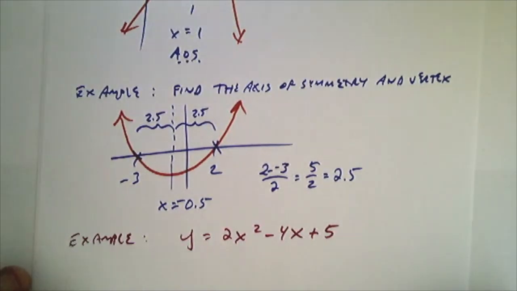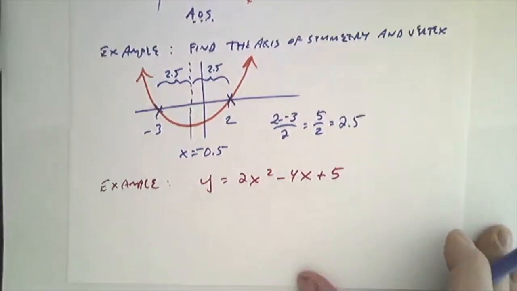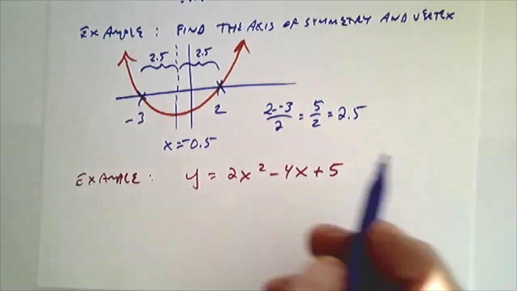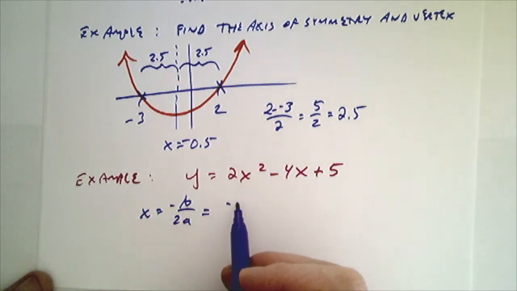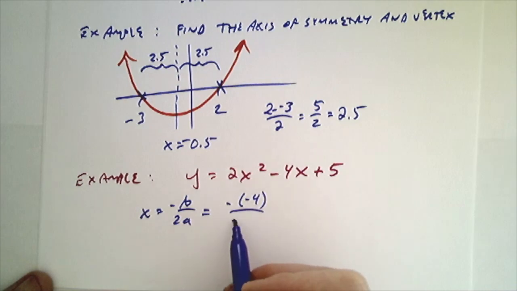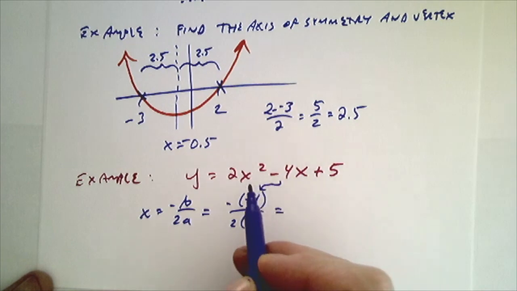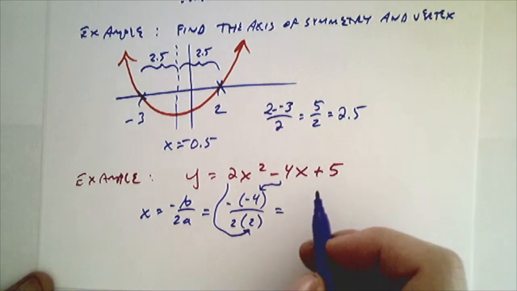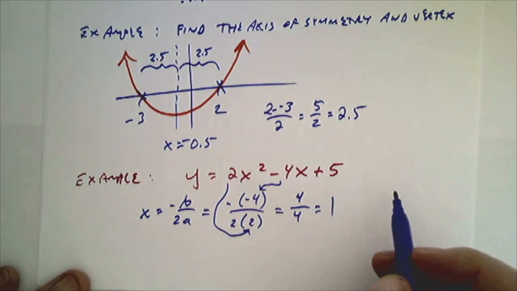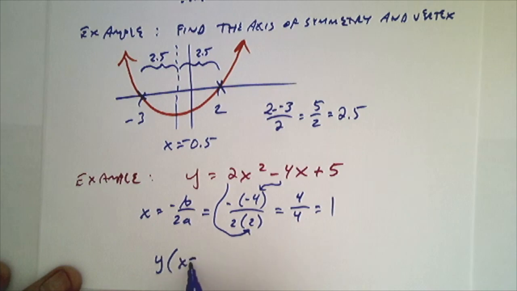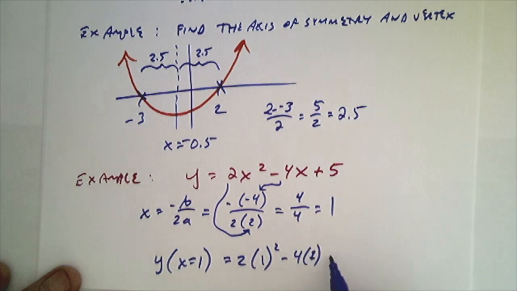Okay, so on here, we know from the formula, x is equal to -b over 2a. We know the axis of symmetry is 4 over 2 times 2, which is +4 over +4, equal to 1. That's the x value of the axis of symmetry. And the y, when x equals 1, would equal 2 times 1 squared minus 4 times 1 plus 5. That's equal to 2 minus 4 is -2, plus 5 is 3.